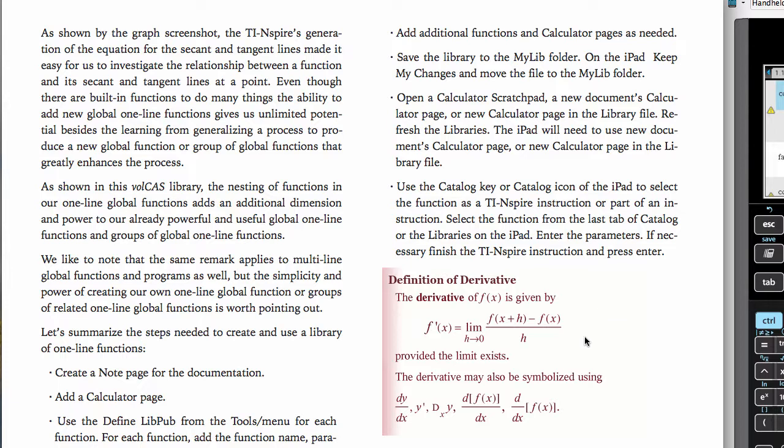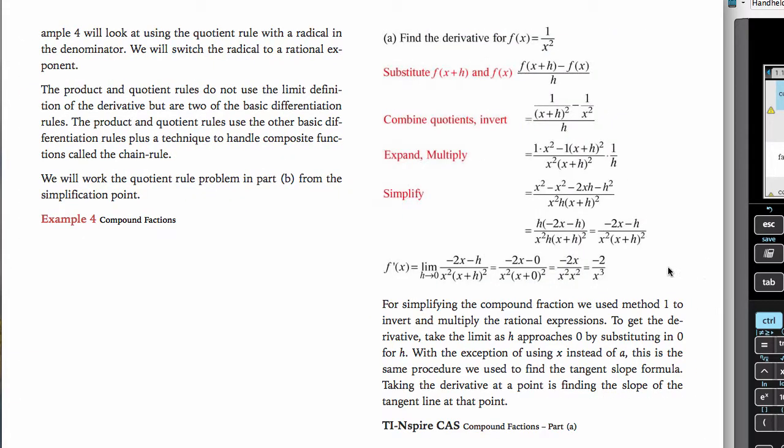This is the definition of a derivative. So again, we talk a little bit about calculus here, and we talk about the different symbols that people use for calculus. When we're finding a derivative for this function, we're going to use f of x plus h minus f of x over h, and then we're going to take the limit of this as h approaches 0.